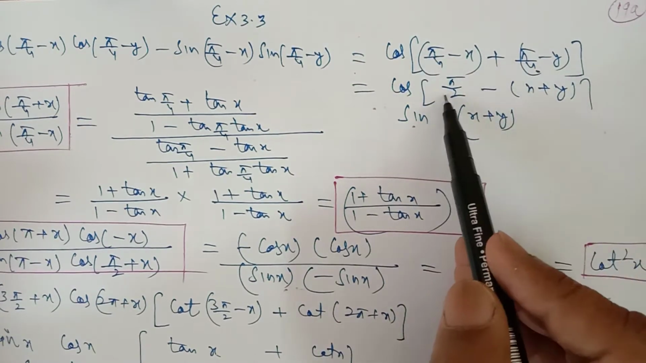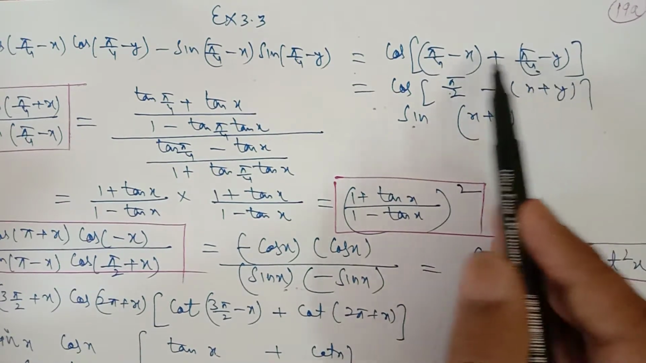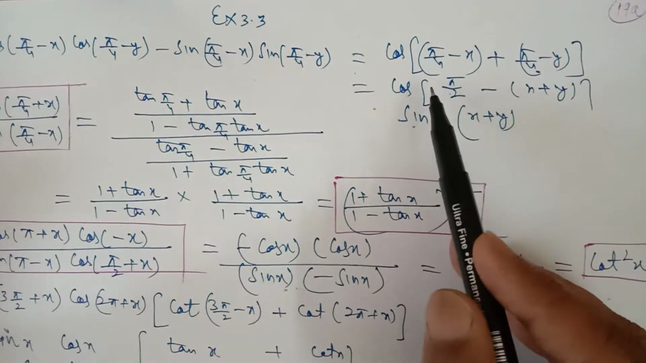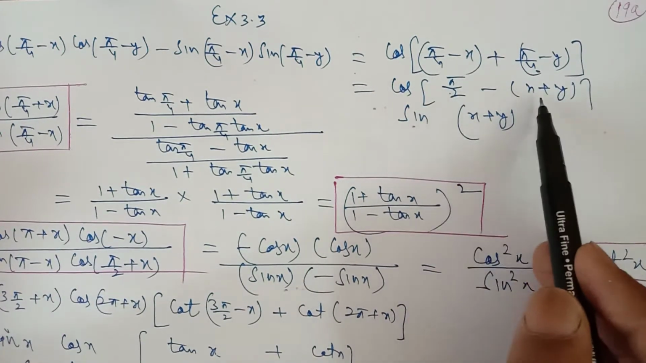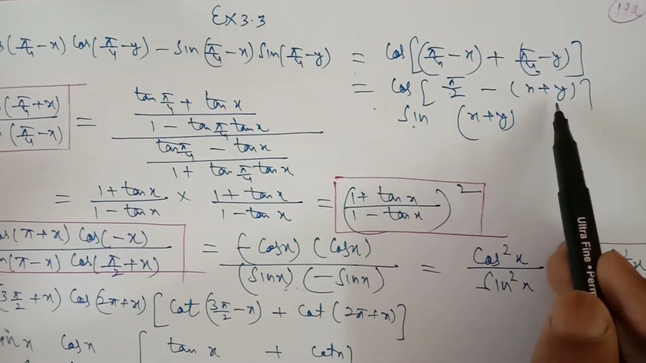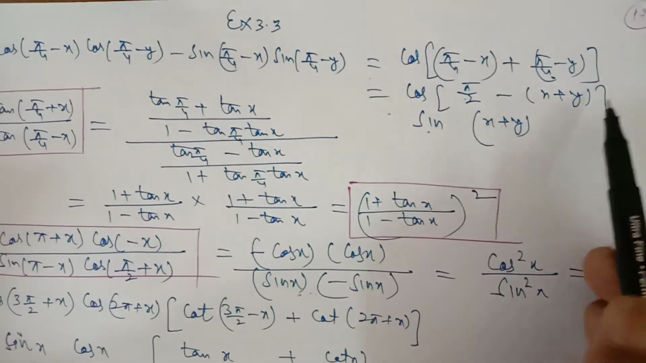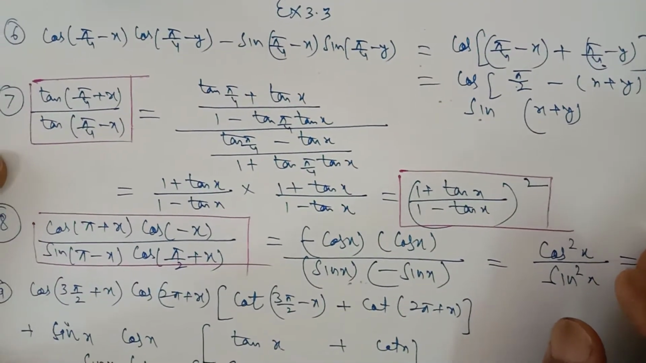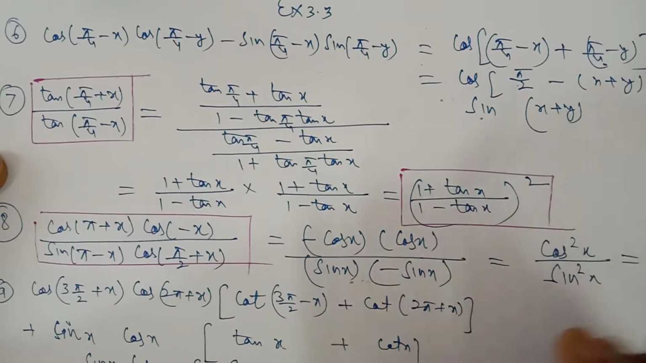45 plus 45 is 90. You take minus common in the last two terms. So this comes out to be cos(90 minus theta), which is equal to sin theta. Theta here is pi by 2 plus x plus y. So this is the direct formula, but you have to detect the formula being used in this question.